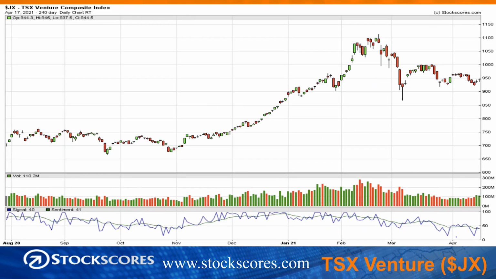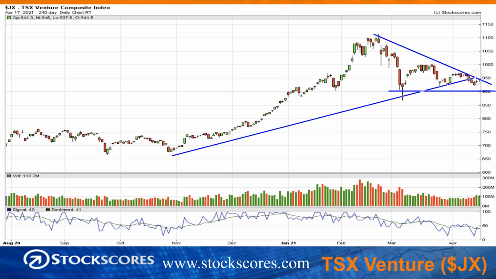The TSX Venture is lagging the large cap stocks in Canada, building what's called a descending triangle. It is sort of at the upward trend line. If we give it the benefit of the doubt, it's kind of hanging out there, but I worry that we may see a breakdown through support, and that could lead to some more selling pressure in the microcap stocks in Canada.